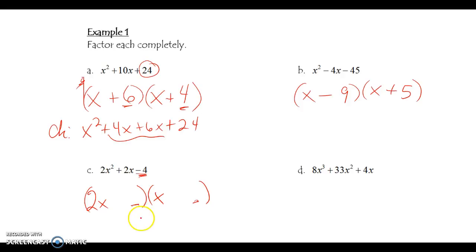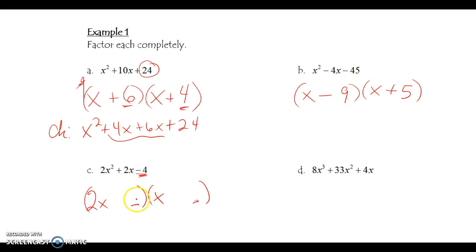So let's say we try 1 and 4. So that would give us 2x squared. That would give us 8 and 1. That wouldn't give us the middle term of 2, so we know that's incorrect. So we would go ahead and change those and then try a different combination.